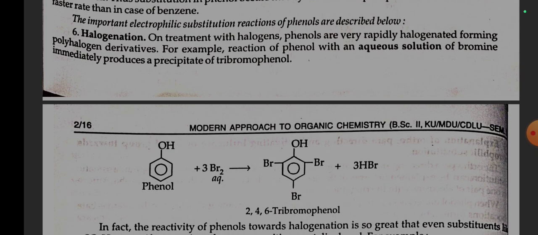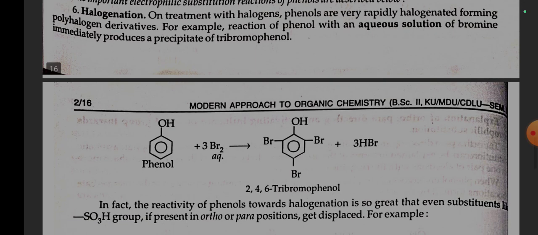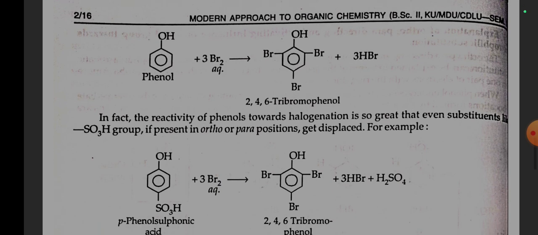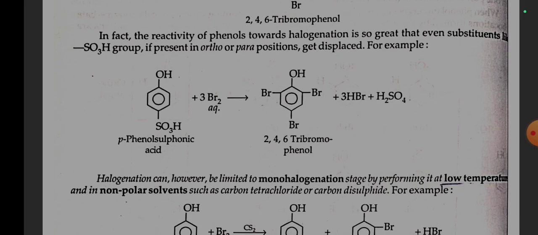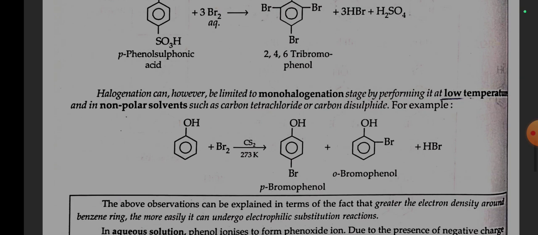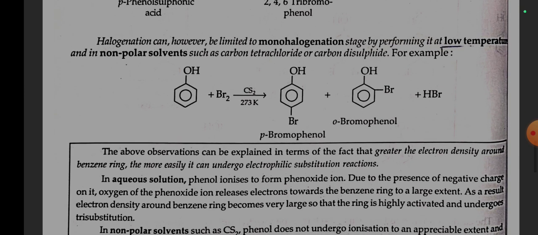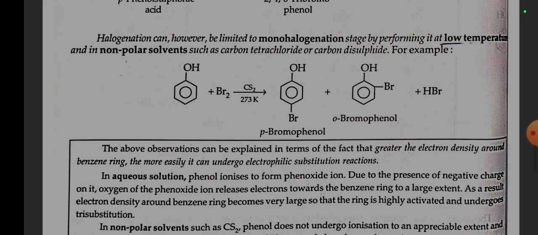Number 6. Halogenation. On treatment with halogens, phenols are very rapidly halogenated, forming polyhalogen derivatives. For example, reaction of phenol with an aqueous solution of bromine immediately produces a precipitate of tribromophenol. In fact, the reactivity of phenols towards halogenation is so great that even substituents like the SO3H group, if present in ortho or para position, get displaced. Halogenation can, however, be limited to the monohalogenation stage by performing it at low temperature and in non-polar solvents such as carbon tetrachloride or carbon disulfide.